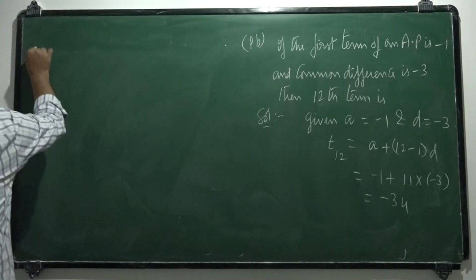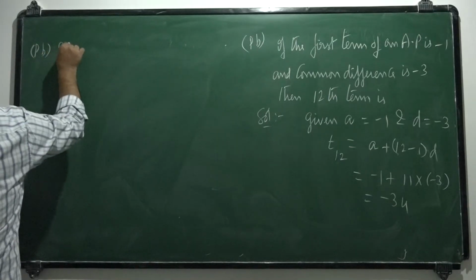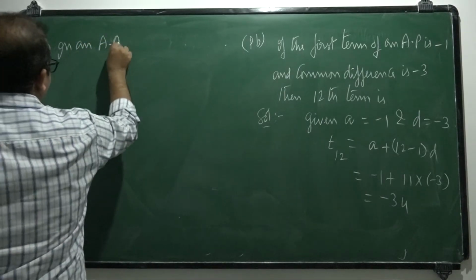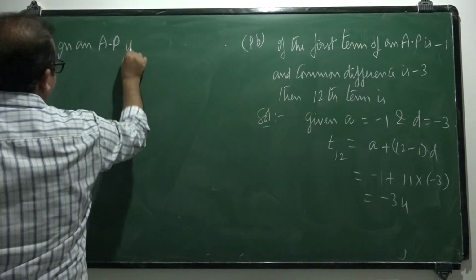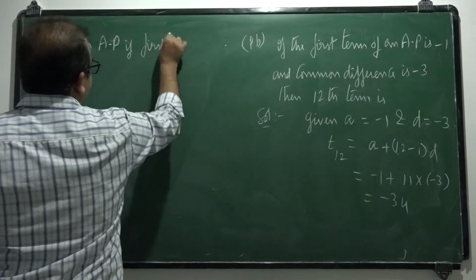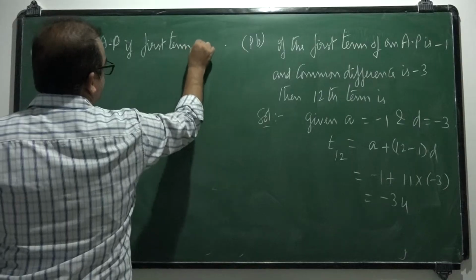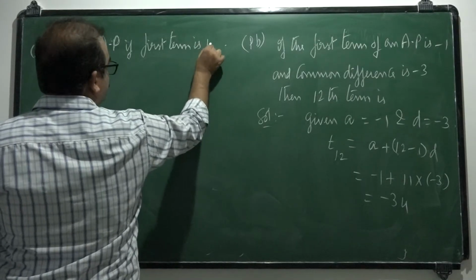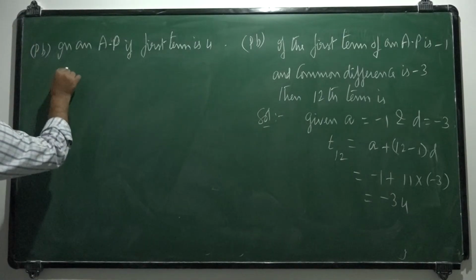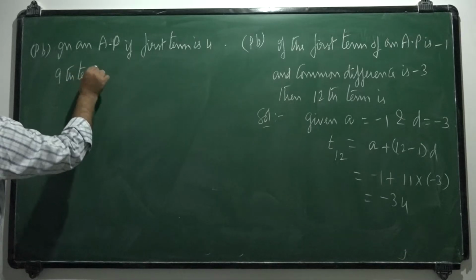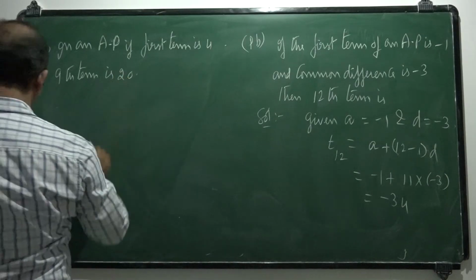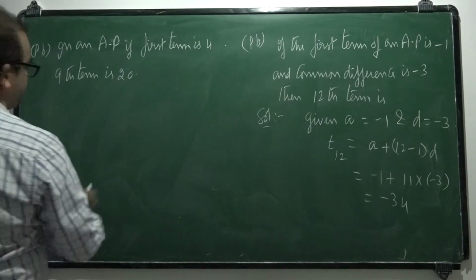Next, in an AP, if the first term is 4, ninth term is 20, then the 15th term is?